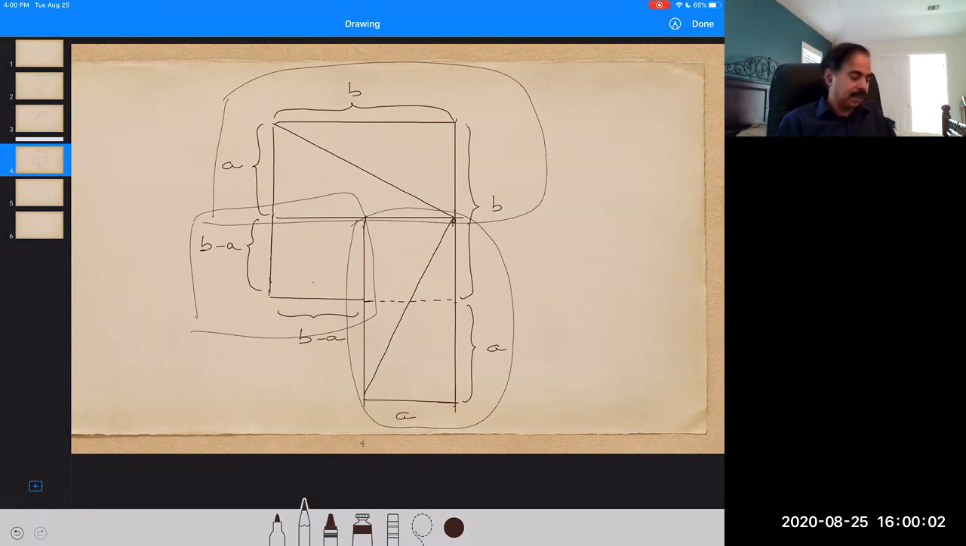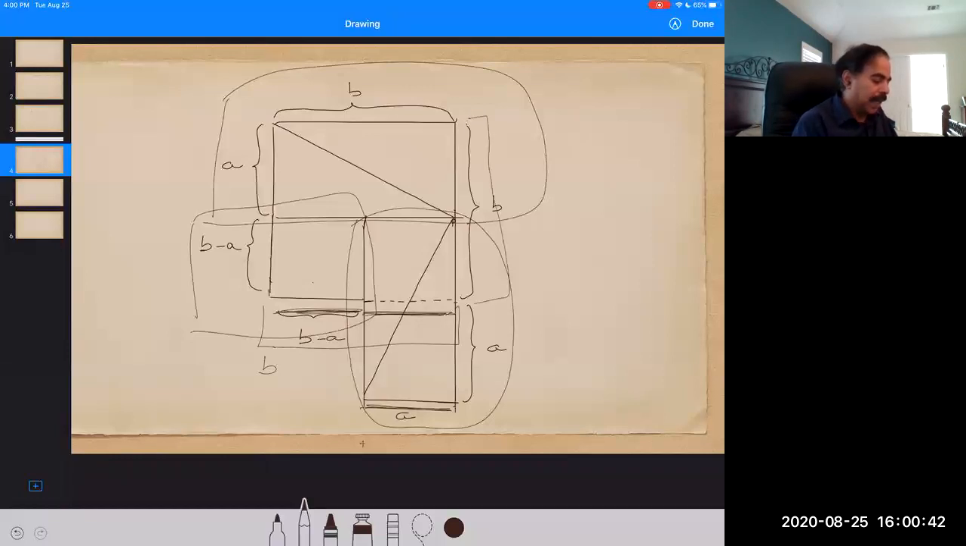Now, let's look at the area of this whole thing. You can see that this length is B minus A, and this length is A, because this is the smallest side of the triangle. So this side is A, this is B minus A. Therefore, this whole thing is going to be size B. And the same way, you can look over here and show that this whole thing is B.